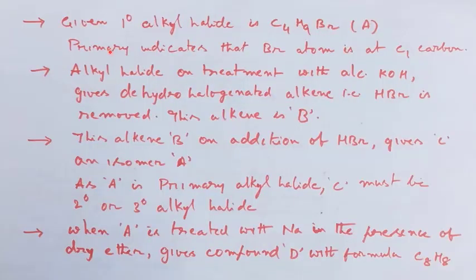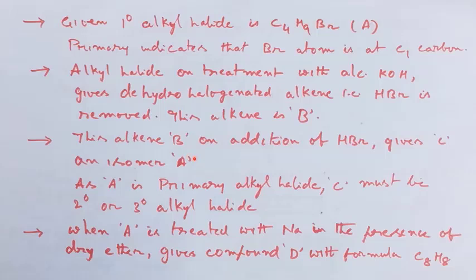Now, the given substance is a primary alkyl halide, that is C4H9Br. This is A. Primary indicates a bromine atom is present at the C1 carbon atom of the chain. Alkyl halide on treatment with alcoholic KOH gives a dehydrohalogenated alkene. The hydrogen halide is removed, that is HBr is removed, and the product is an alkene. This alkene is B.